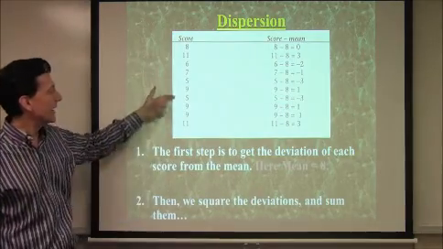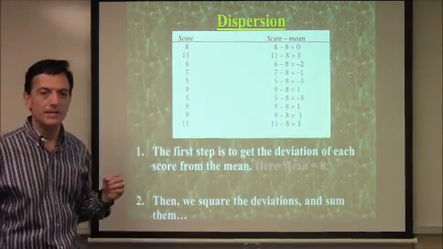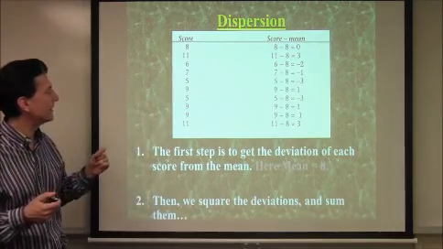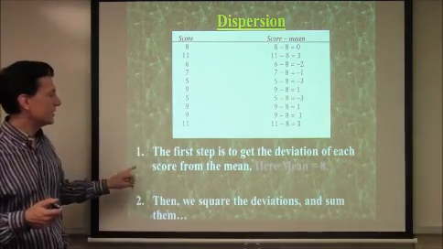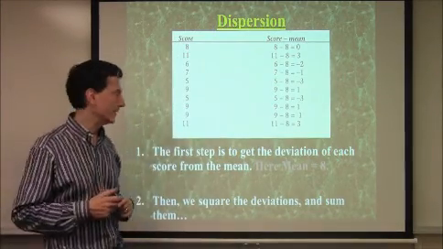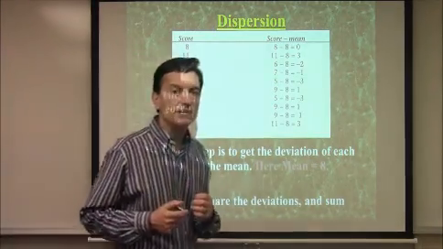Here we have a list of scores that we might have obtained in an observational study or maybe an experiment or maybe a survey. We can take the mean, and in this particular case, the mean of these scores is 8. So what we're going to do is first obtain the deviations.